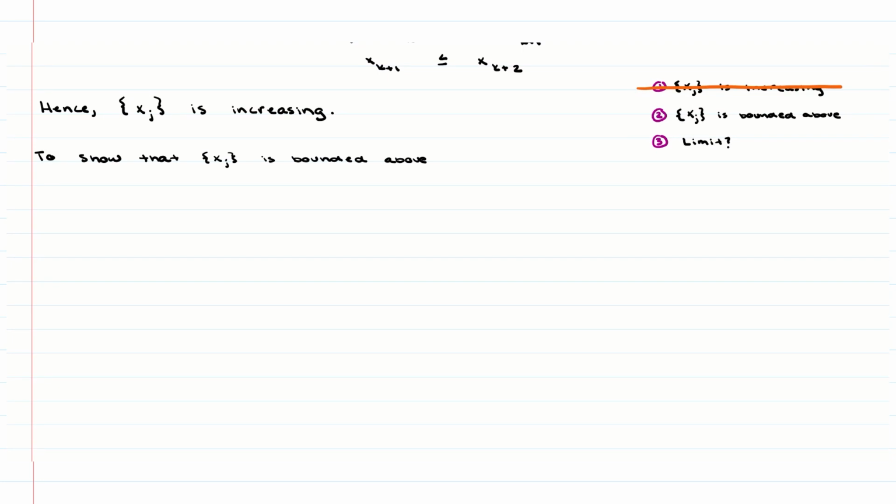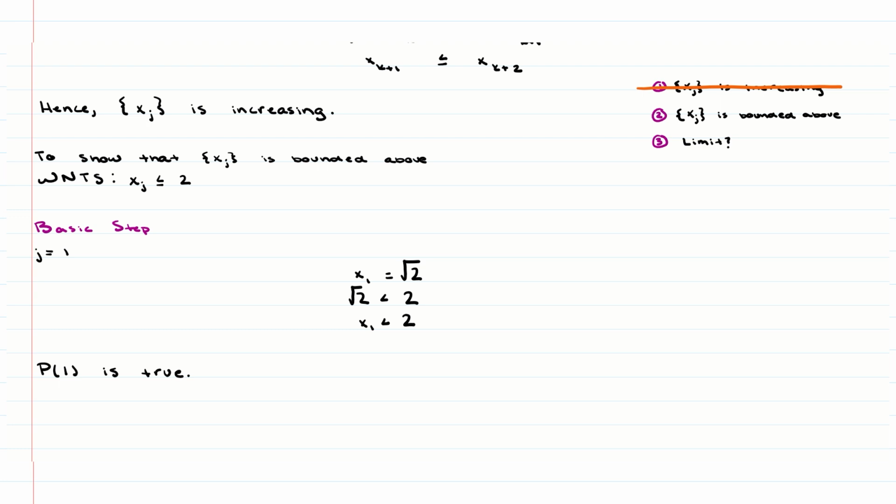To show that the sequence is bounded above, we need to show that x sub j is less than or equal to 2. So we'll execute our basic step again using j equals 1. When j equals 1, we're looking at x sub 1, and we know that x sub 1 equals the square root of 2. Again, we're trying to show that x sub j, or in this case x sub 1, is less than or equal to 2. And we know that the square root of 2 is less than 2, so therefore we see that x sub 1 is less than 2. Therefore P1 is true, and we have successfully executed our basic step, and now we'll move on to our induction step.